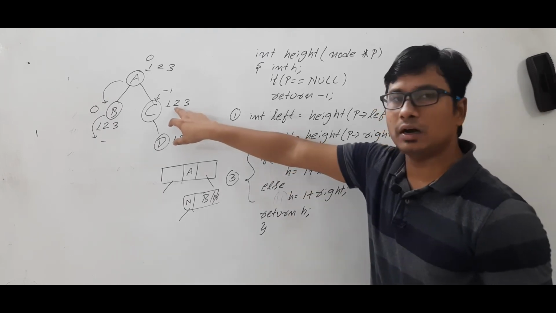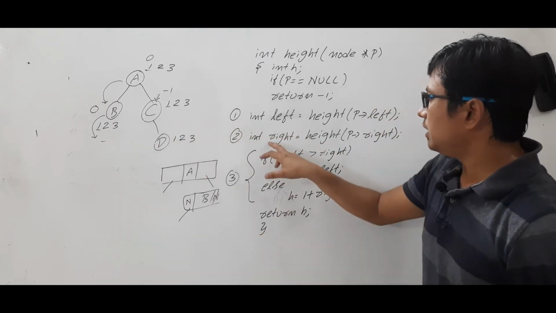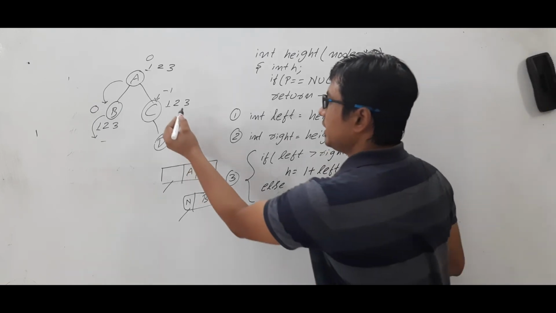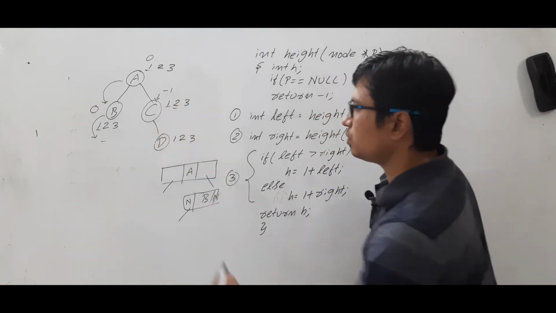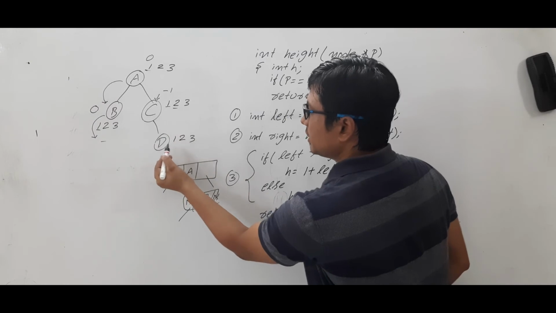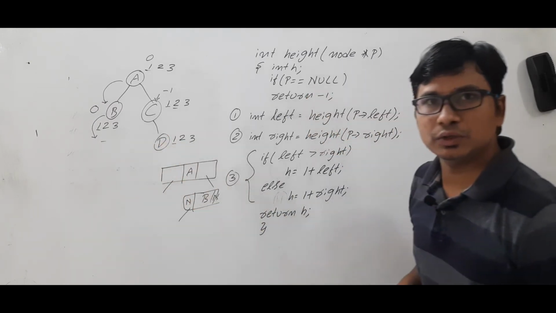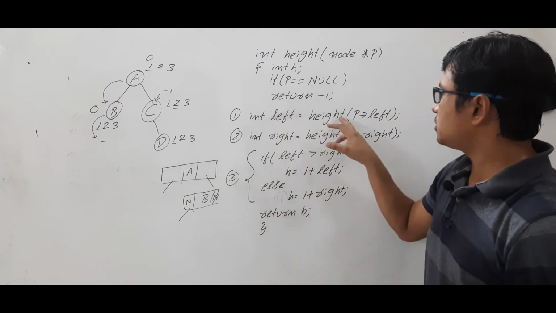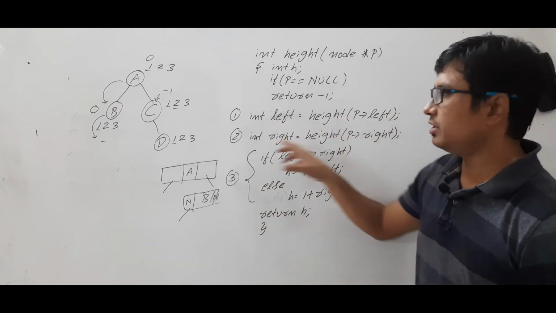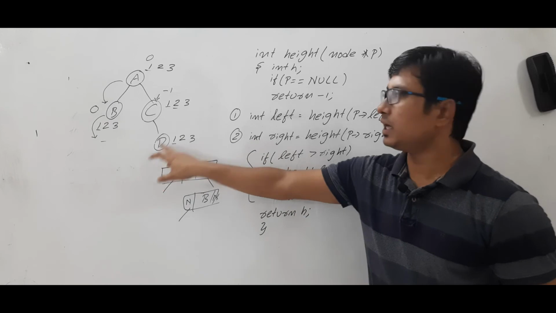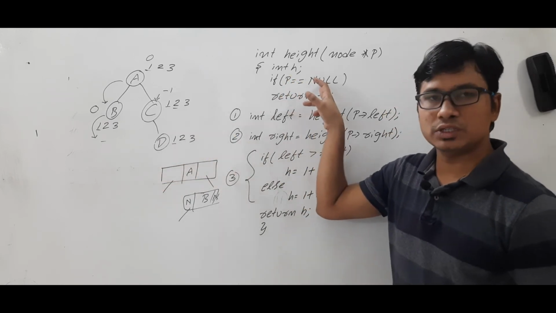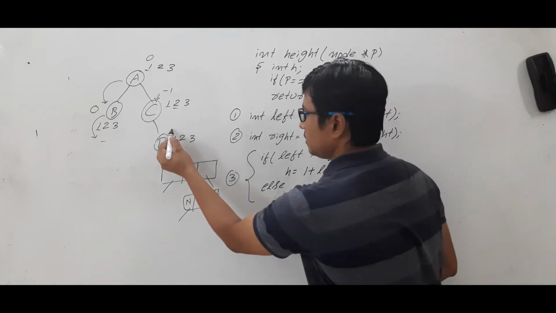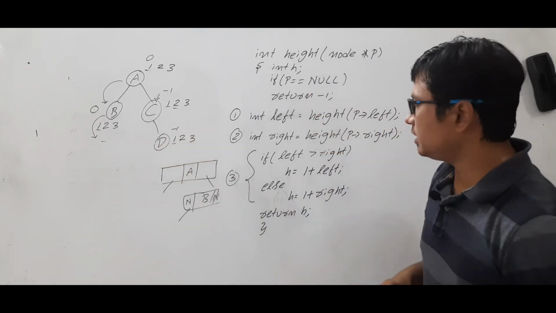Now come to the 2. Okay, int right is equal to height of p of right. So you will execute this step. So p of right means you will come here and now you need to execute step 1. What is step 1? Int left is equal to h of p of left. P of left is equal to null. So again p is equal to null. Condition will be satisfied. Return -1. So you will get -1 here.